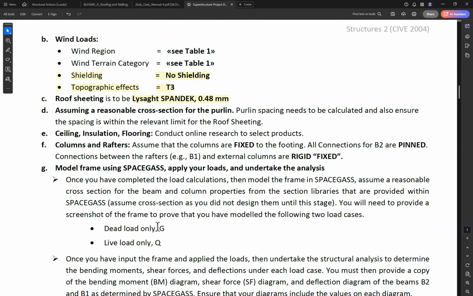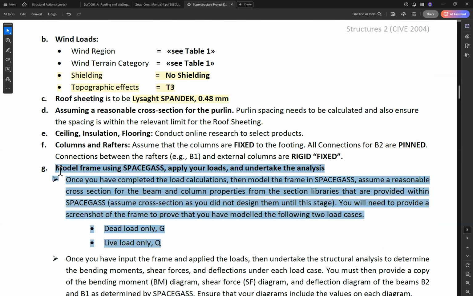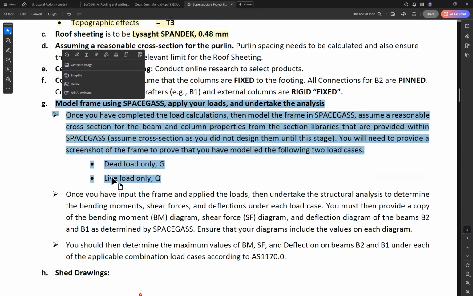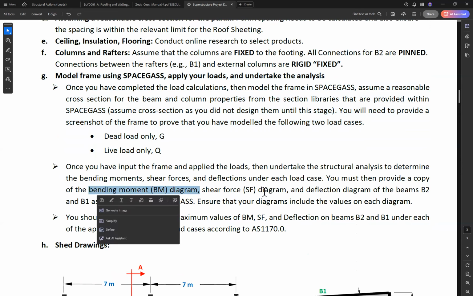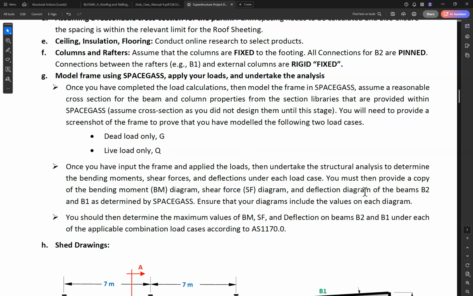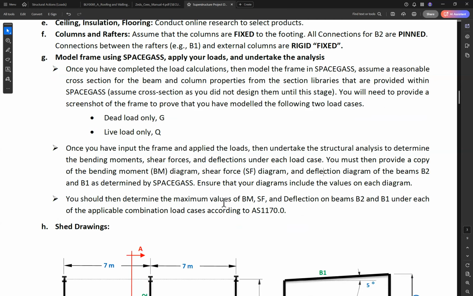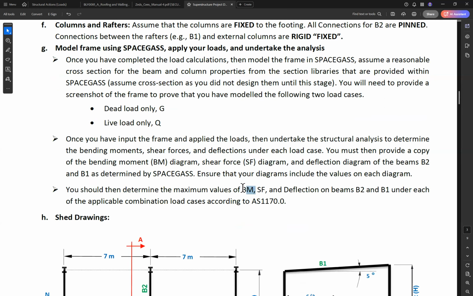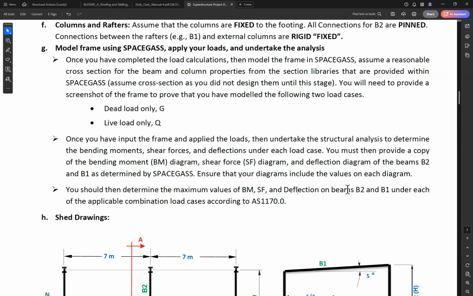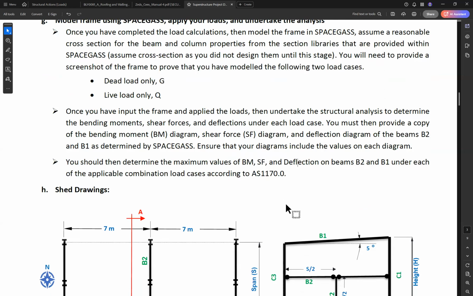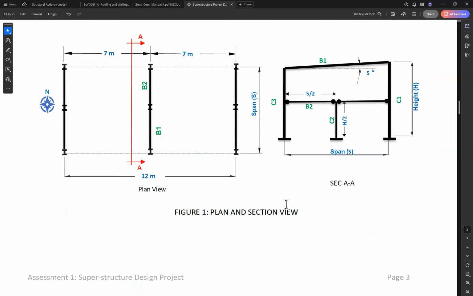So we will use this later as well. Model the frame using Space Gass. We will also do this in one of the lectures later this semester. Once we have input the frame, we need to draw the bending moment diagram, shear force diagram and deflection using Space Gass. We should get the maximum values of bending moment, shear and deflection to design B2 and B1. Okay, so this will also be one of our requirements.